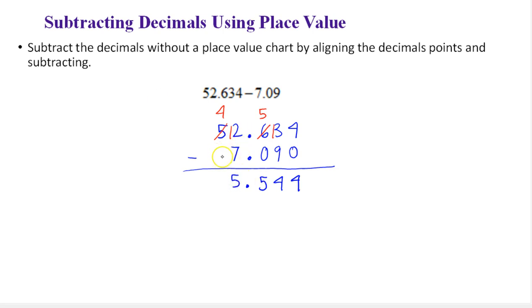And here there's a 0 placeholder if you want to think of it that way. So 4 minus 0 is 4. And our final result is 45 and 544 thousandths, or we might just write or say 45.544.